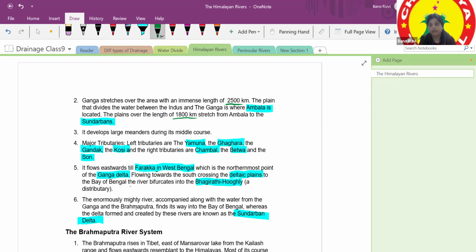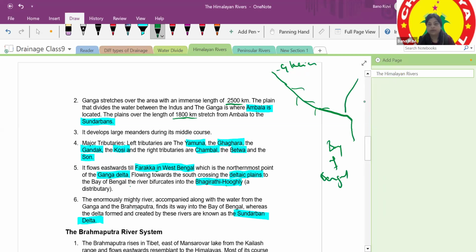Okay. So do you understand the Ganga? It started from the Himalayan range, that is the Gangotri glacier, and it flows north-eastwards. In between it forms several tributaries. We have from Ambala, okay, now it stretches how much? 1800 kilometers, and it falls where? Here at the Bhagirathi-Hooghly distributary in the Bay of Bengal. And in between Brahmaputra joins it. And then they fall here, and this is the Sundarban Delta.